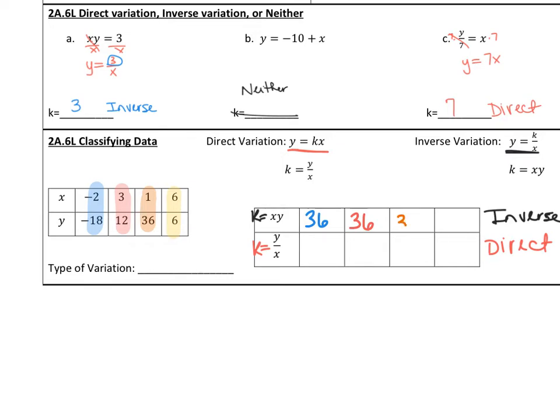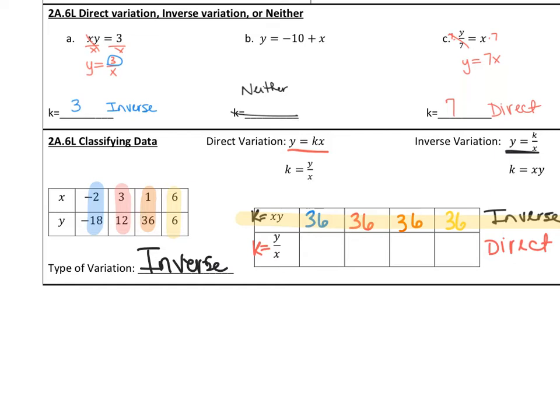Third one, 1 times 36, and the last one, okay? If I get all the same numbers on my first go around, I actually don't have to keep on going because the k values were all the same, the constants were all the same. I have proven that this is an example of inverse variation, okay? So the type of variation is, this is an example of inverse.